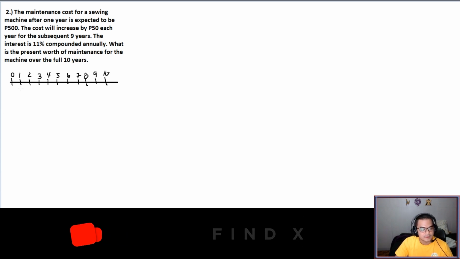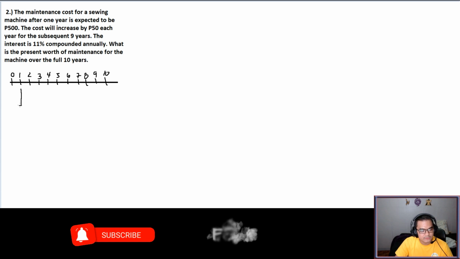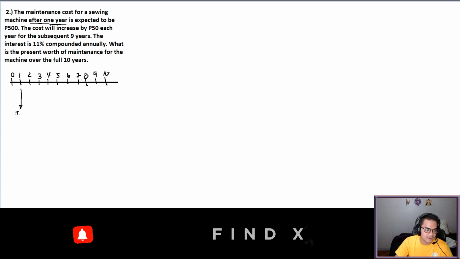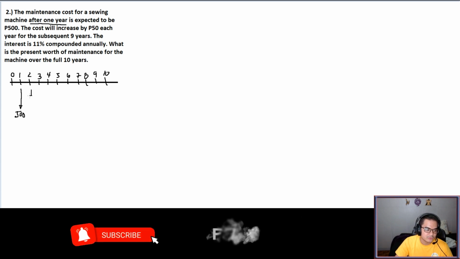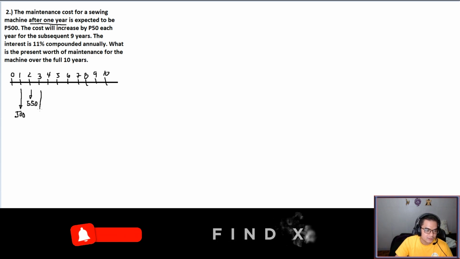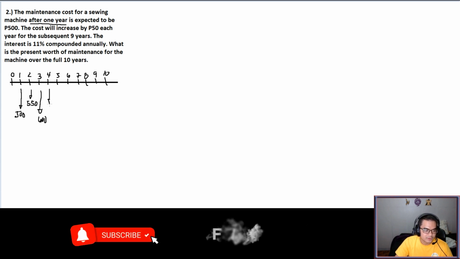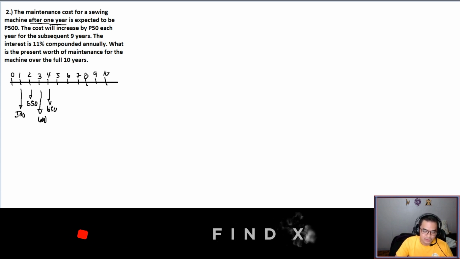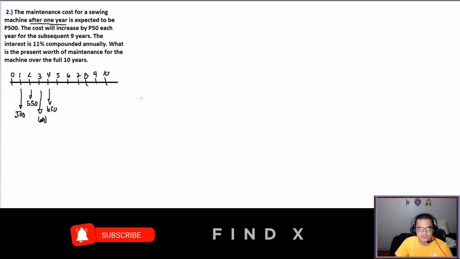And then this one we have a payment here. As you can see, what's written here is after 1 year. So at year 1, you have a payment of 500. At year 2, you will have a payment here of 550. And year 3, we have a payment here of 600. We have a payment here of 650, and so on. I will no longer put all of the values.